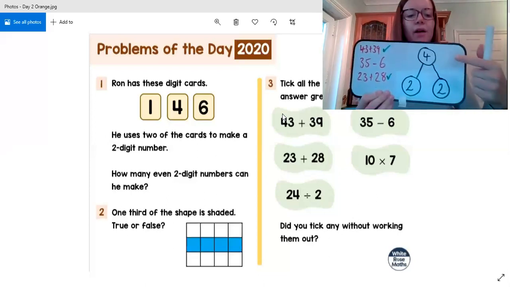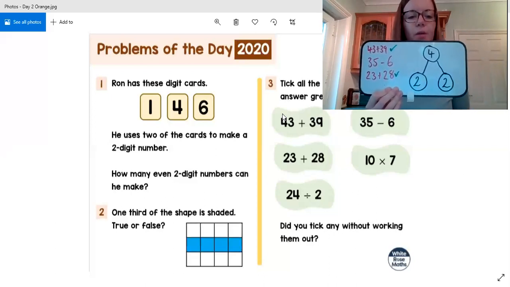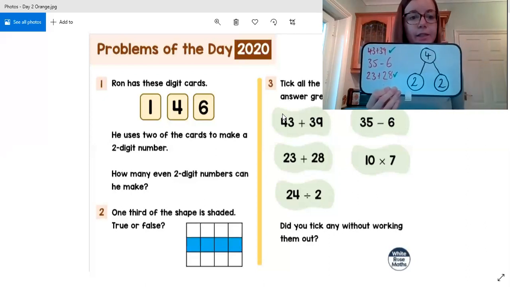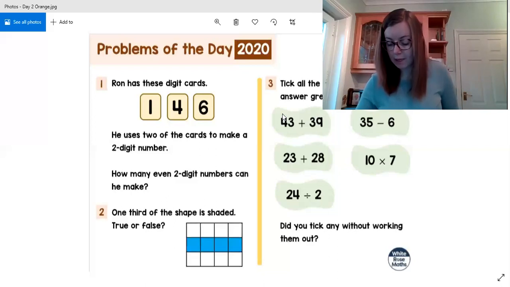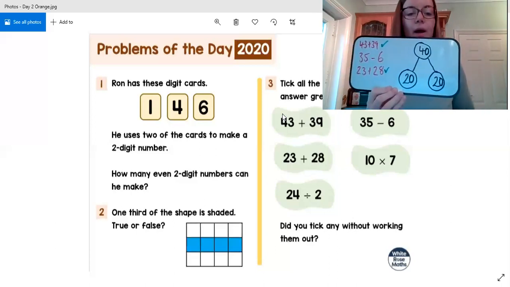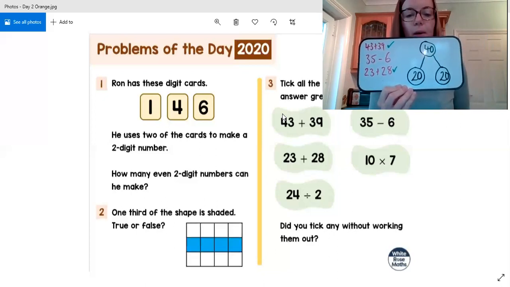So I have 4 as my whole at the top, 2 is a part, and 2 is another part. Well, what about if we times all of these by 10 to use our 40? So I'm just going to move them up the place value by putting a 0 in the units column. So now 40 is the whole, 20 is a part, and 20 is a part.